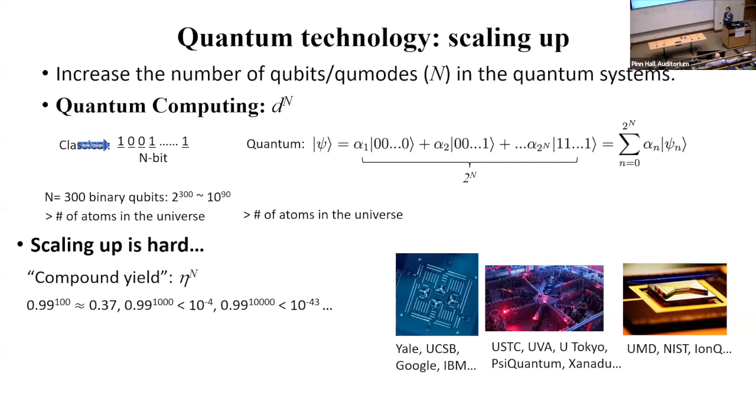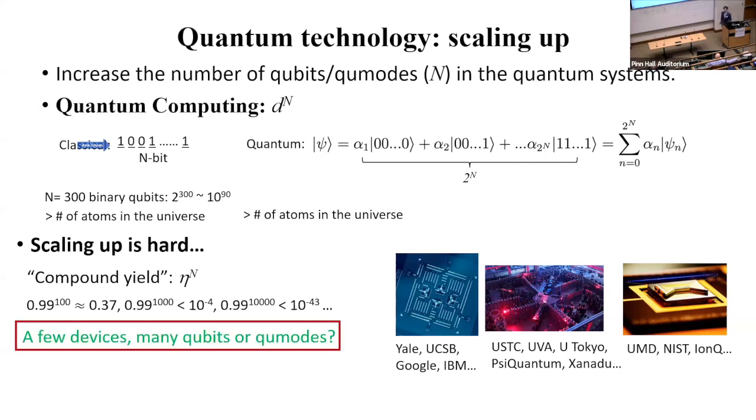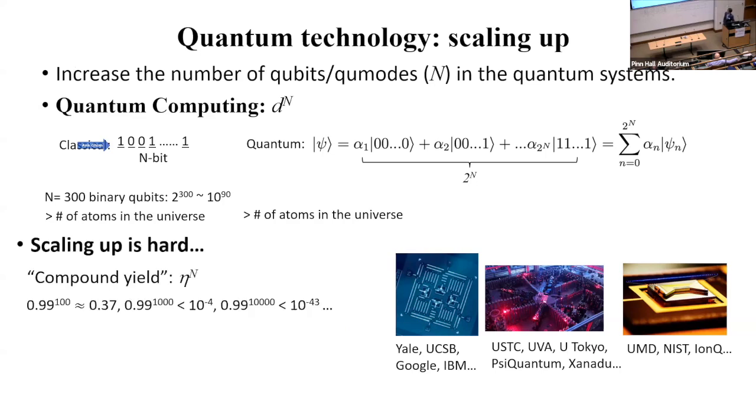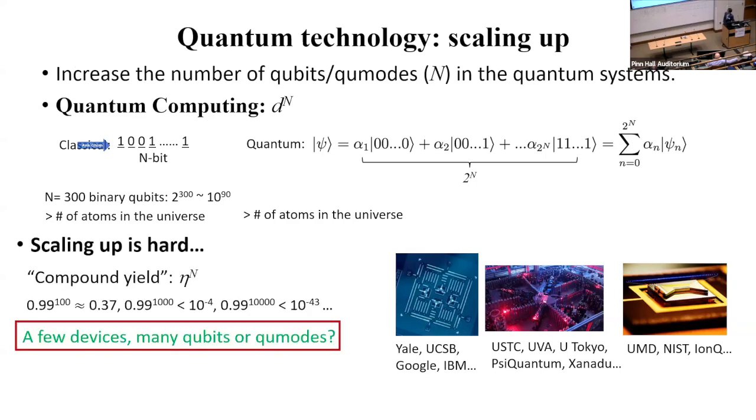And people keep saying, if you look at IBM and Google, they keep saying you need millions or billions of qubits to build an error-corrected quantum computer. And we're going to run into big trouble there. So in this compound yield law, is there an escape from that? Can you just have a few devices and then create many, many qubits?